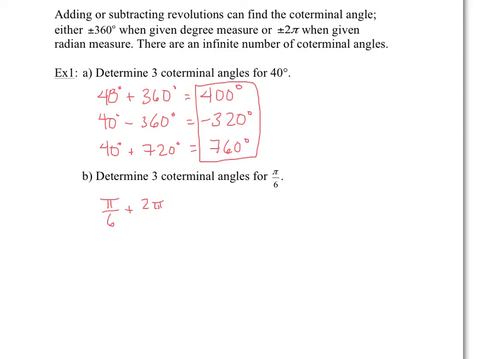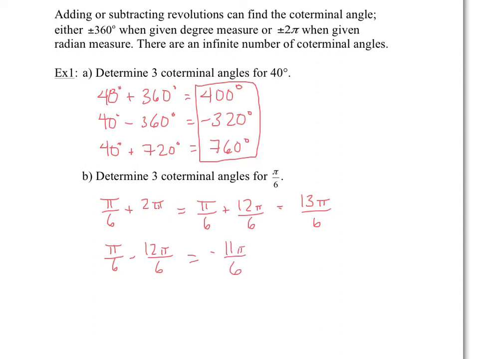So often instead of adding 2 pi, since this fraction's over 6, we're going to change the 2 pi to also over 6, which means now you can simply add your numerators and you have a coterminal angle. So 13 pi over 6 is actually 12 pi over 6 more than pi over 6. We'll do the same thing and subtract 12 pi over 6. Again, 12 pi over 6 and 2 pi, that's the same. And you're going to have negative 11 pi over 6.